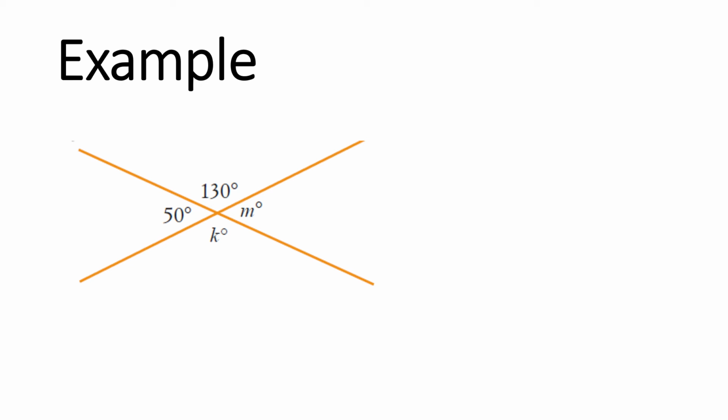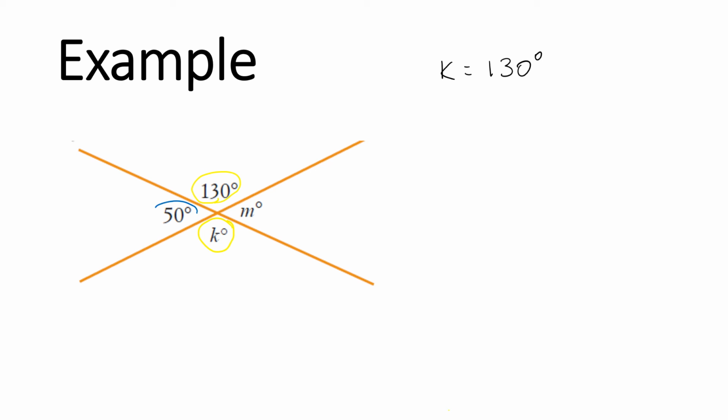Here we have an example of vertically opposite angles. They also meet at a point. As we said earlier, when angles are vertically opposite each other, they are equal. So 130 degrees is vertically opposite K. So we can say that K will equal 130 degrees.